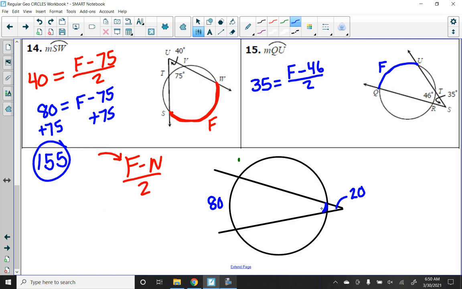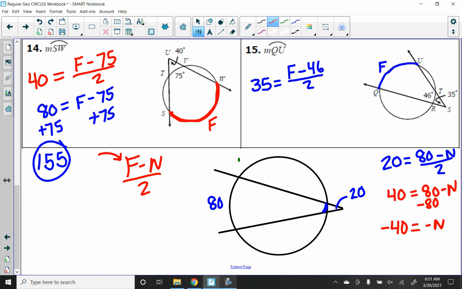That would be a near. So what is your equation going to look like? Angle. Now here's my far, minus near, divided by 2. Multiply 2 to both sides. Get rid of the 80 on both sides. And you cannot have a negative arc measure or angle measure, so let's cancel out these negatives. And that near arc would be 40.